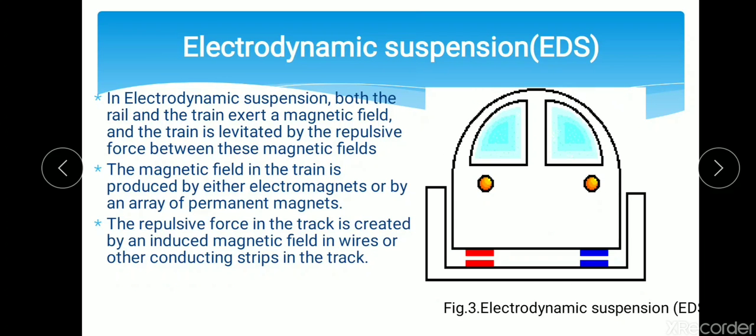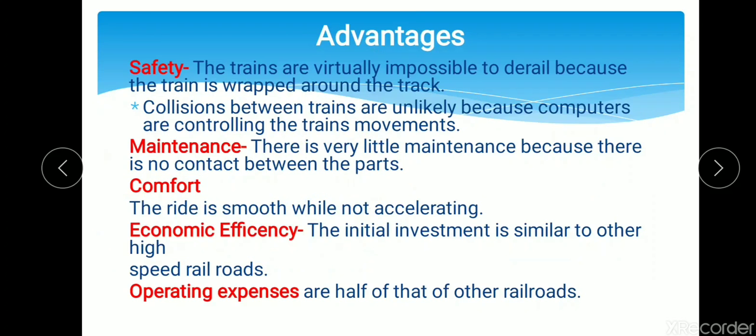The second principle is electrodynamic suspension, which is known as EDS. Figure 3 shows electrodynamic suspension. In electrodynamic suspension, both the rail and the train exert a magnetic field, and the train is levitated by the repulsive force between these magnetic fields. The magnetic field in the train is produced by either electromagnets or by an array of permanent magnets. The repulsive force in the track is created by an induced magnetic field in wires or other conducting strips in the track. So this is about the working of the bullet trains.